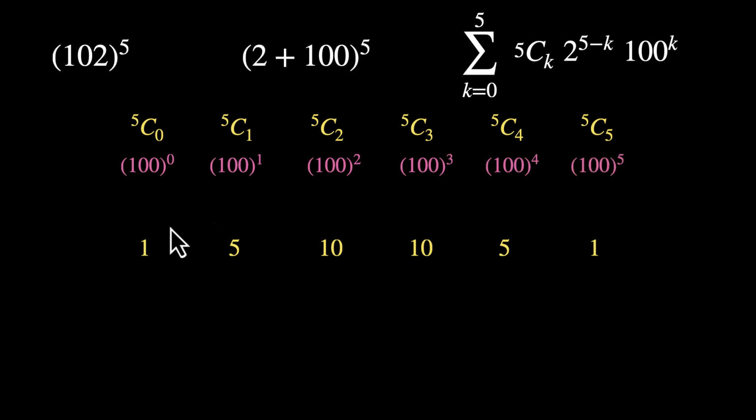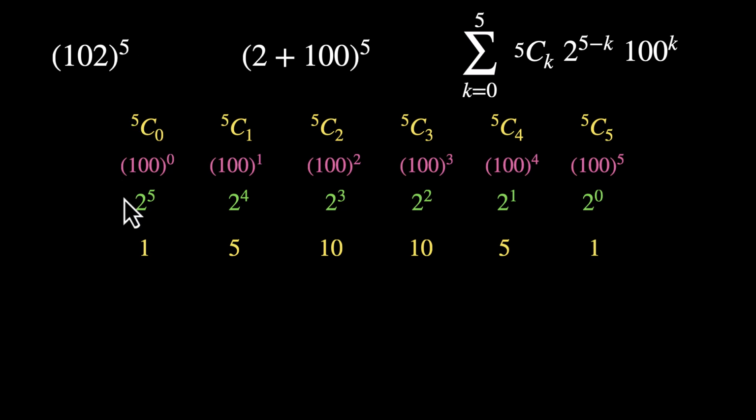And what about 2? Well, 2 has decreasing powers. The first one will be 2 to the power 5, and then 2 to the power 4, 3, 2, 1, 0. All right. Now we multiply these three to get the first term, these three to get the second one, and so on. We'll get all 6 terms, we'll add all of them up, and that's the answer to 102 to the power 5. So let's do that.